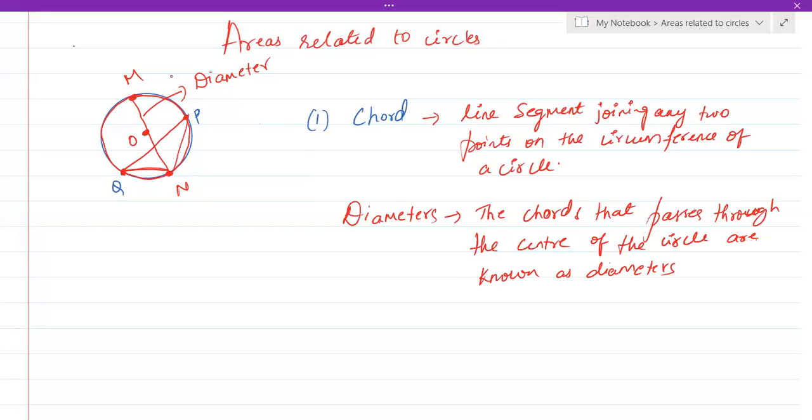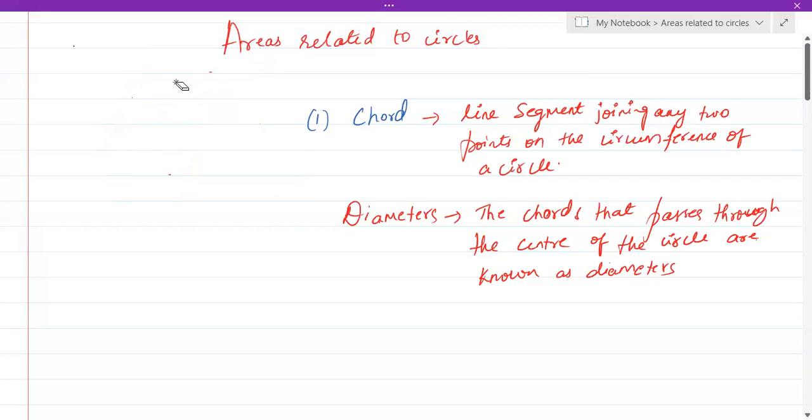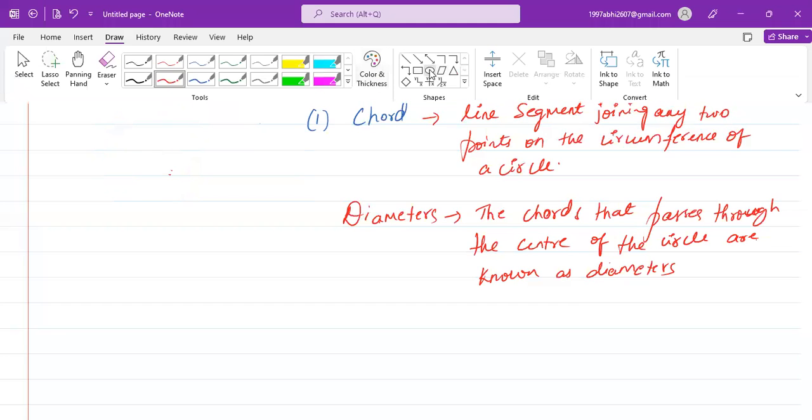PN, again it's a chord. MP, again it's a chord. But if I draw a new thing like this, let's say PX. The PX becomes what? It is a chord, but it is passing through the center of the circle. Therefore, it's a diameter. So this is regarding the chord and the diameter. And the diameter is also known as the biggest chord, isn't it?